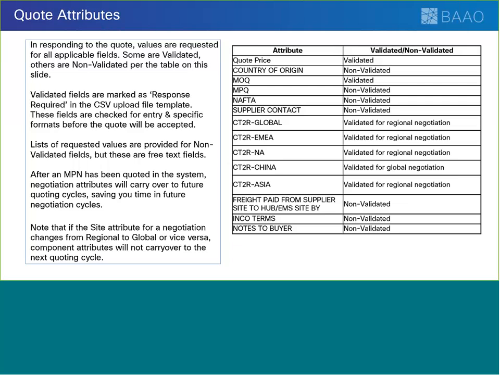Non-validated fields such as Incoterms are not checked for value or format. However, we do provide a list of requested values in BAAO. In summary, we request values for all applicable fields, but the quote will only be rejected if a validated field lacks the values or has been mistakenly filled out.